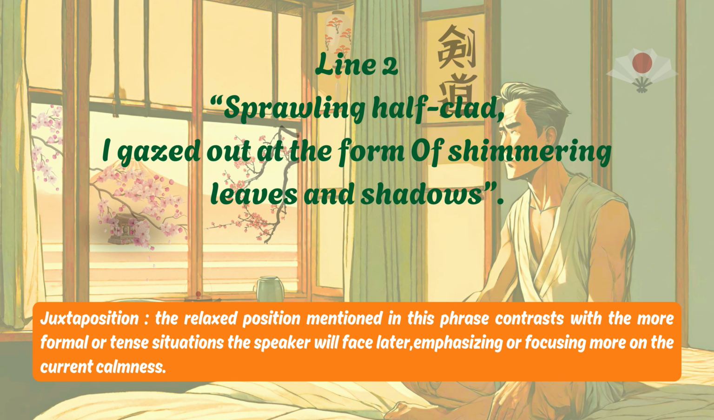In the poem, the phrase sprawling half-clad in the second line shows the speaker's casual posture and partly dressed state, okay, indicating that he feels totally relaxed, unhurried and at ease in this peaceful setting. This relaxed position contrasts with the more formal or tense situations the speaker will face afterwards in the poem, therefore emphasizing or focusing more on the calmness of the present time.